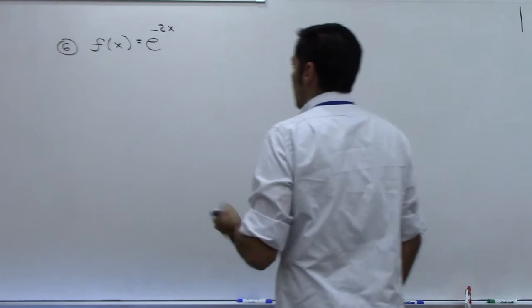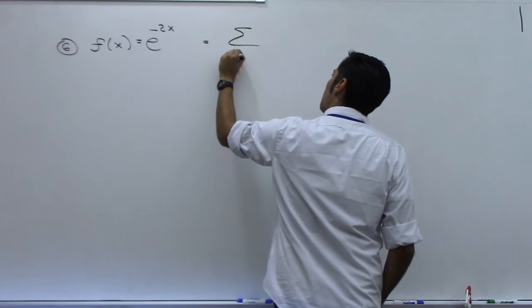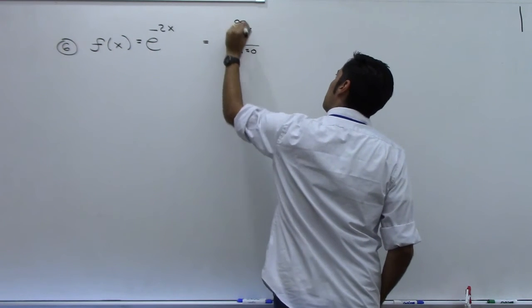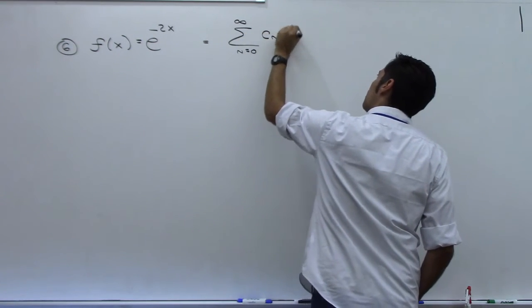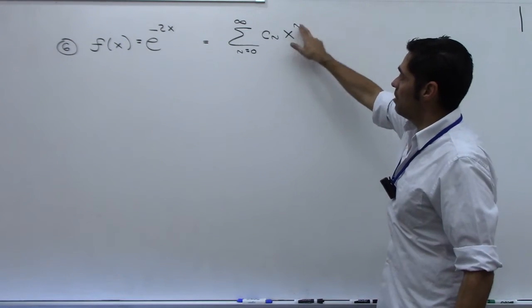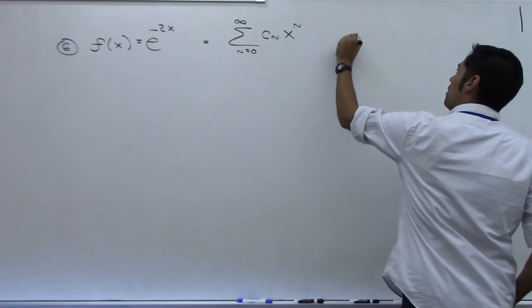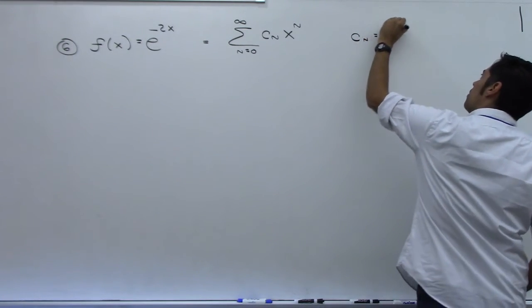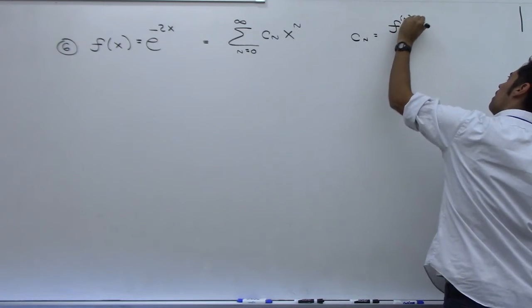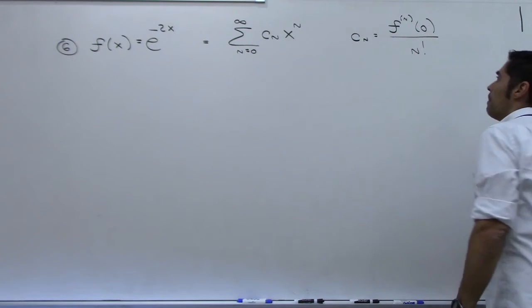And so again, we should be able to rewrite this as the sum, n equals 0 to infinity, c sub n x to the n, because it's a Maclaurin series. We have just x to the n, not x minus a. Well, we do, but a is 0. And our c sub n's will be equal to the nth derivative of the function at 0 over n factorial.